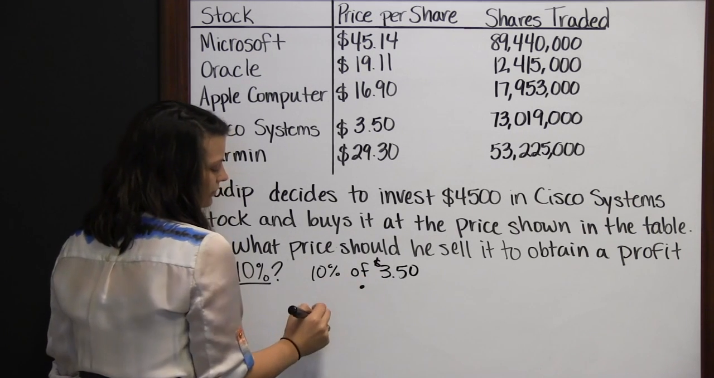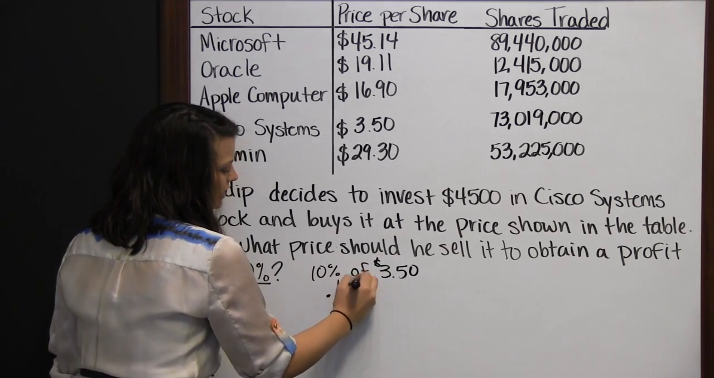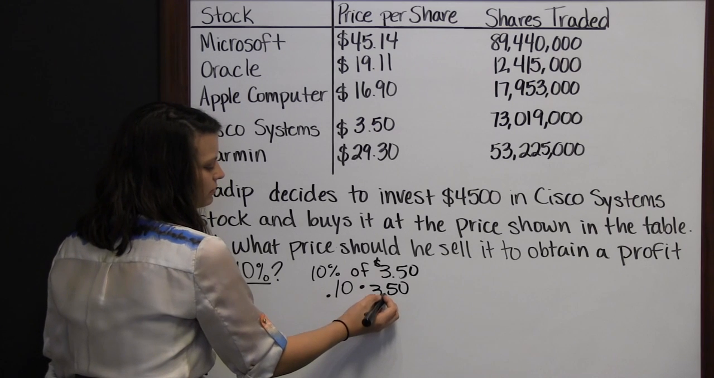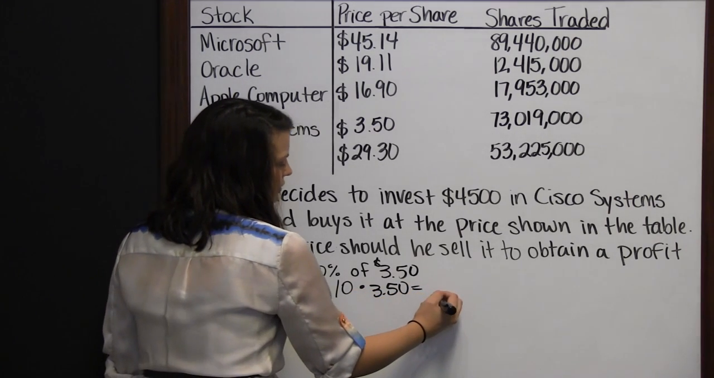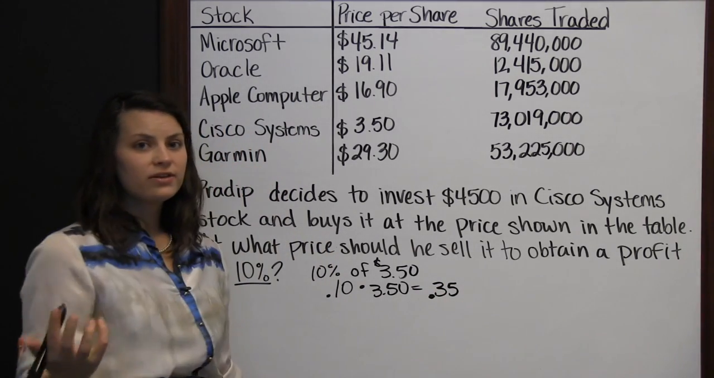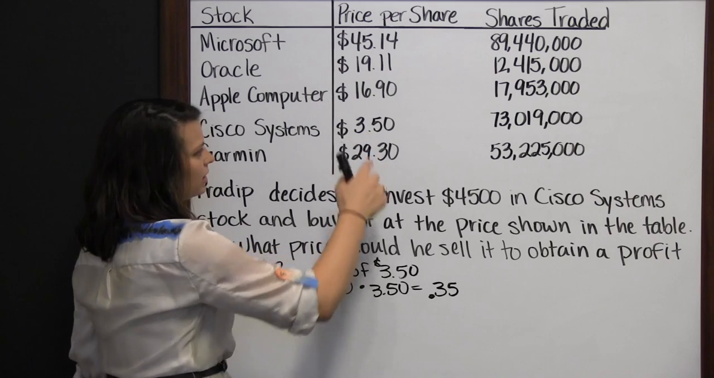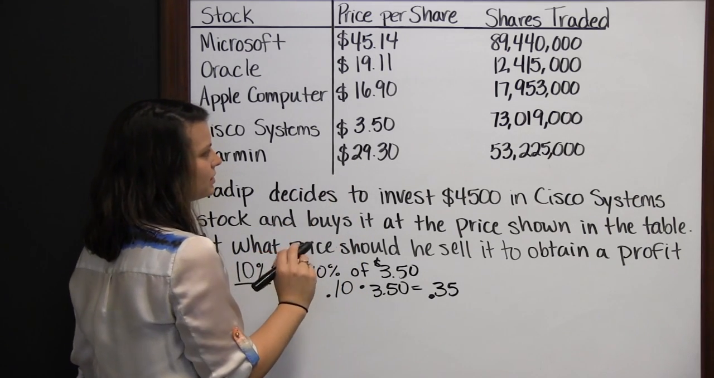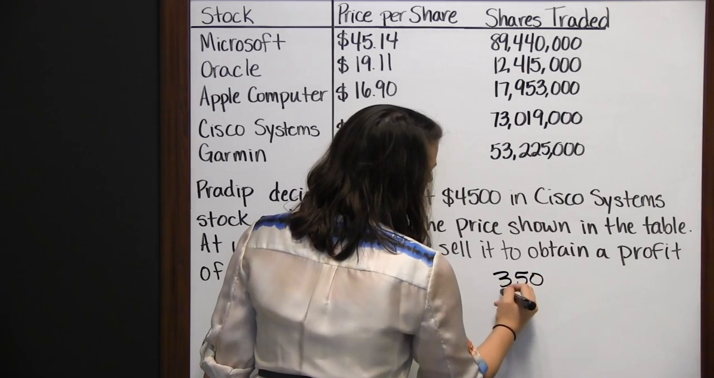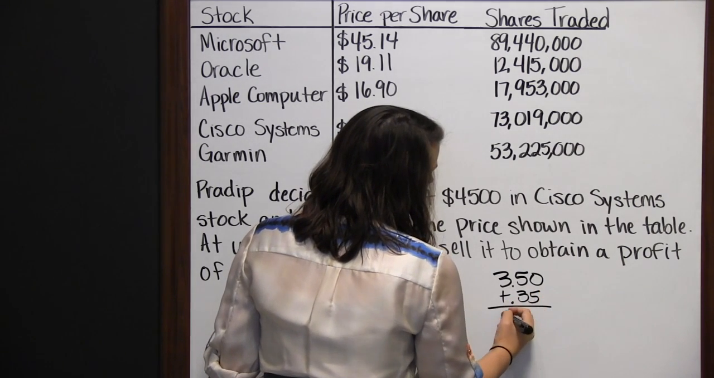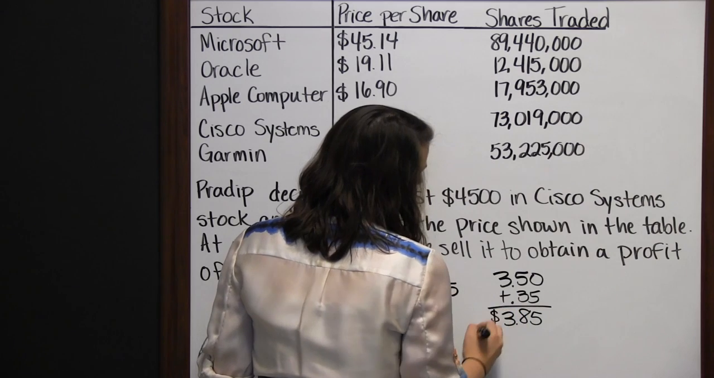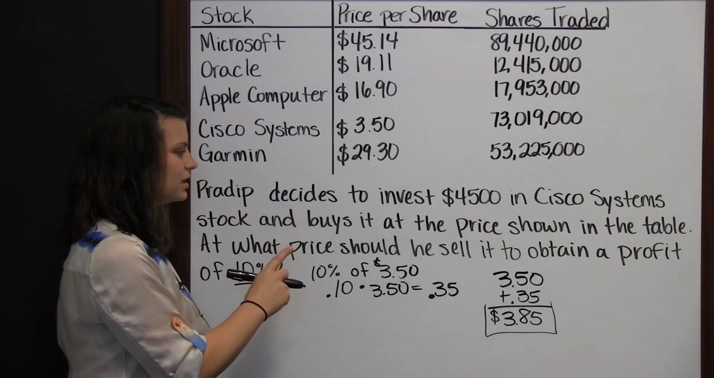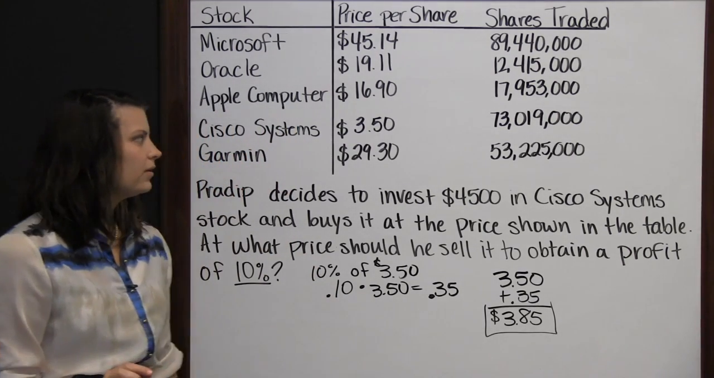Well, of means to multiply. So I'm multiplying times 1/10, or times 10/100. And multiplying times 10/100 means just moving that decimal one place to the left. So that is 35/100, or 35 cents. So that means that his stock needs to be 35 cents higher. The price per share needs to be 35 cents greater. So $3.50 plus 35 cents is $3.85. So in order to make a 10% profit, he needs to sell his stock at $3.85 per share.